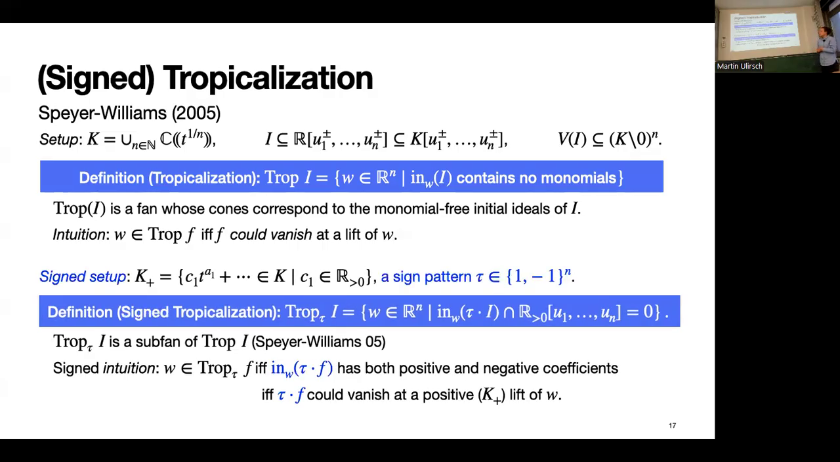And in the sign case, we also take as input a sign pattern, which is just an n-tuple of 1 and -1. And it acts on the polynomial ring by changing the signs of the variables. And the sign tropicalization is basically going to be the definition of positive tropicalization after this action by the sign pattern.